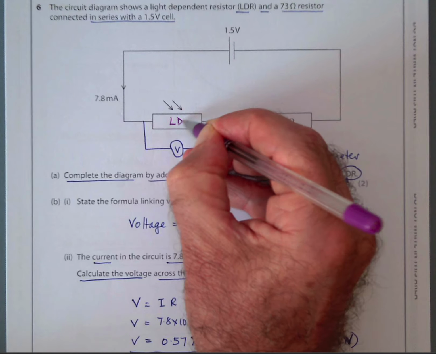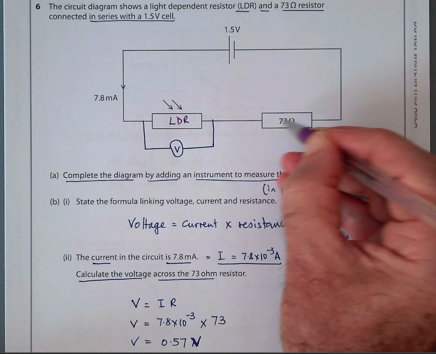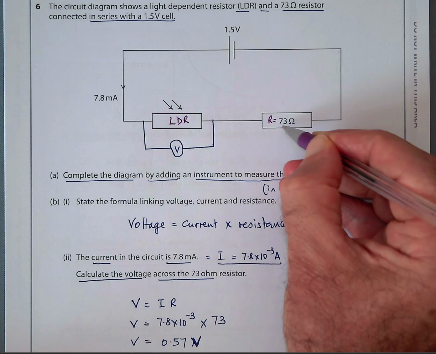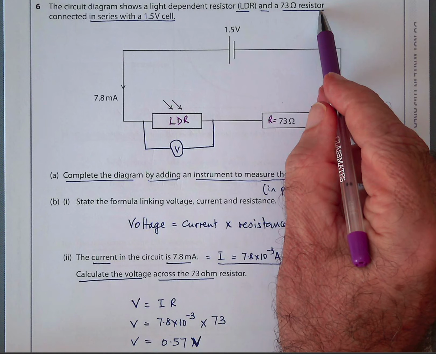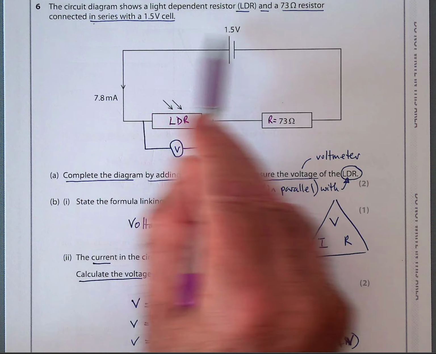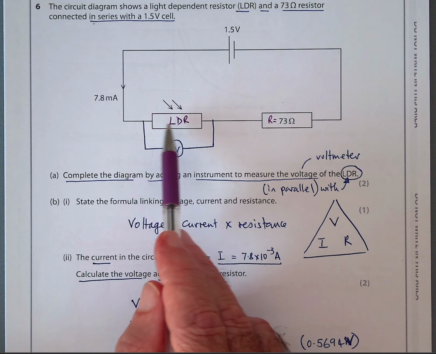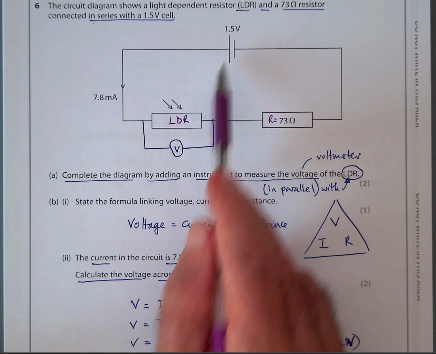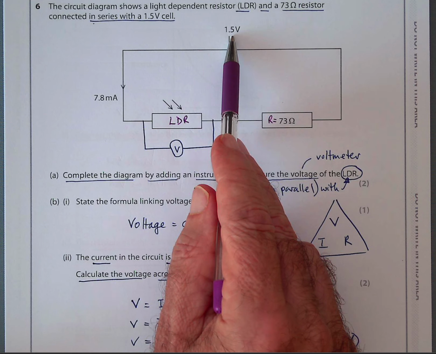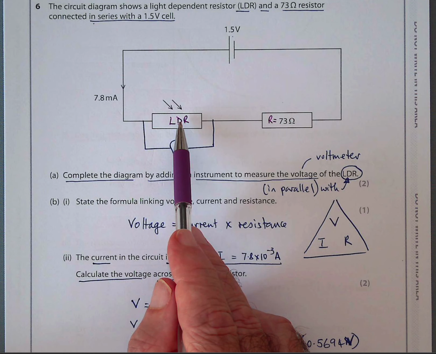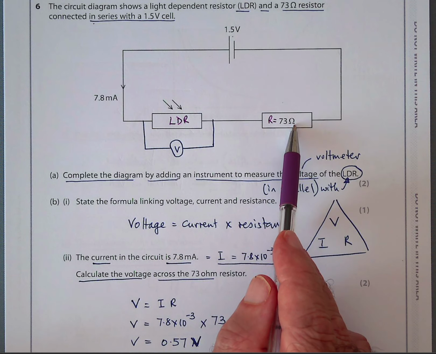So LDR. And this is just a normal resistor, which has 73 ohms, and a 73 ohm resistor connected in series with a 1.5 volt cell. So basically the 1.5 volts the cell is providing is being shared by the LDR and the resistor.